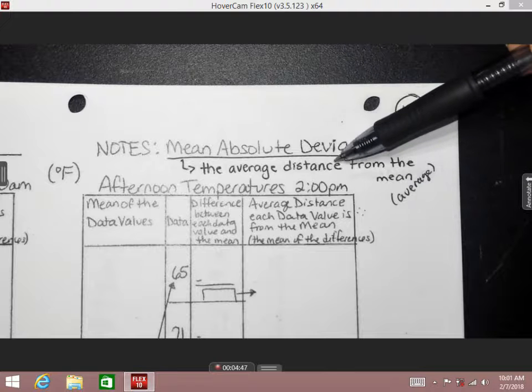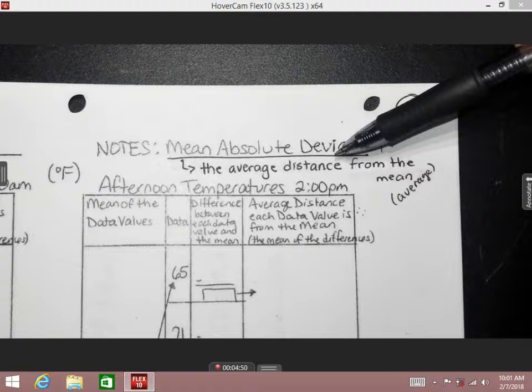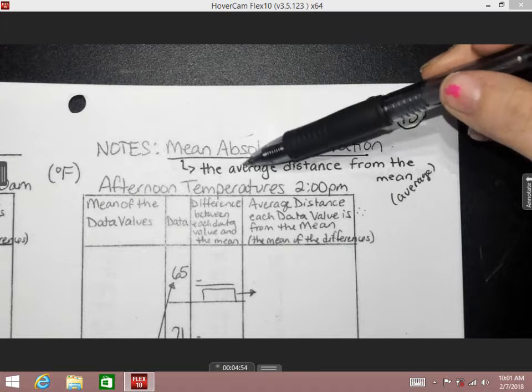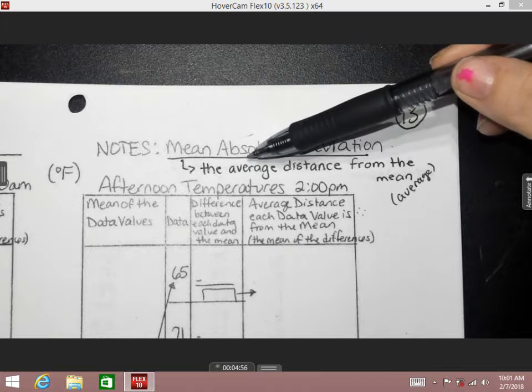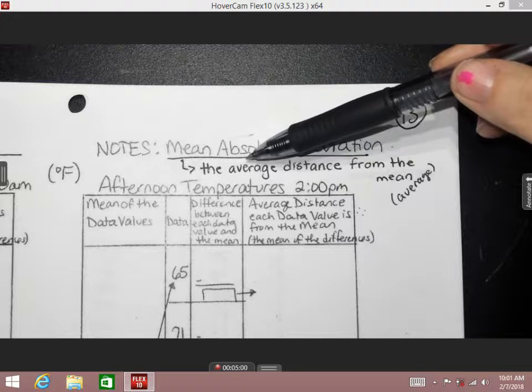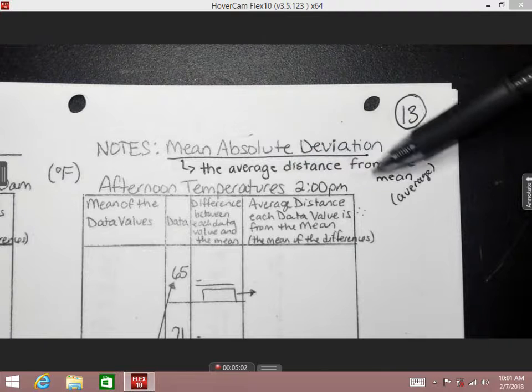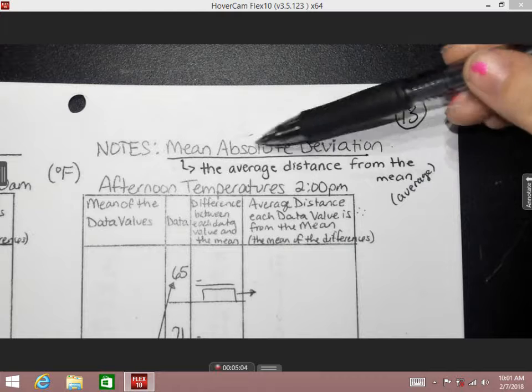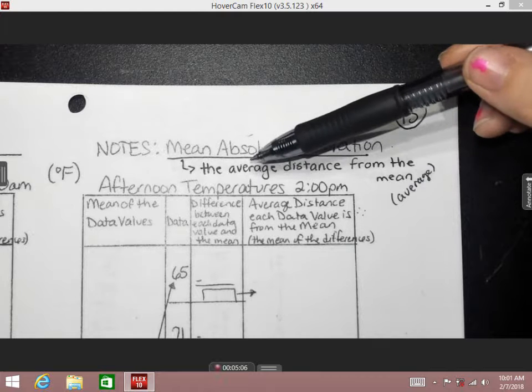No. So after we find out how far each of y'all's test is from that average, then we're going to actually find the average again. So that means we're going to find the mean a second time. Okay. So we're going to find out how far it is away from the mean. Then we're going to find the mean of those numbers.